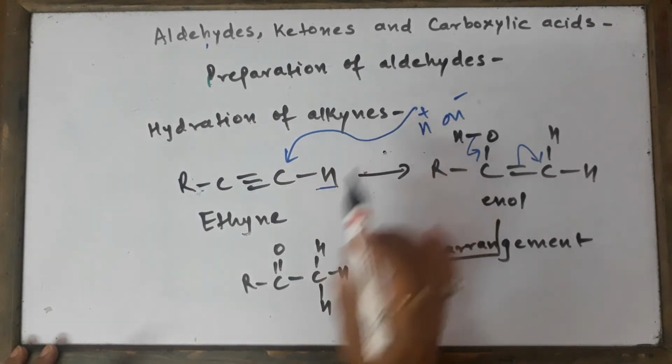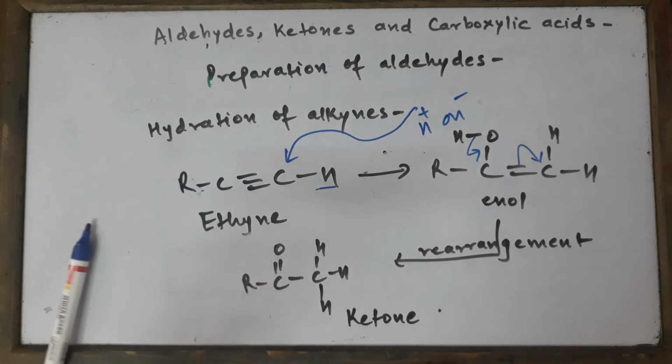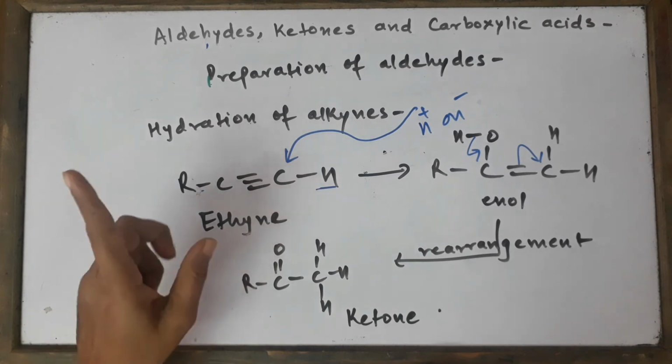So hydration of alkynes can give you two answers. It can either give you acetaldehyde or it can give you a ketone. So there is no other aldehyde which you can obtain from this technique. Remember, there's only one aldehyde which can be obtained by hydration of alkynes, that is acetaldehyde.